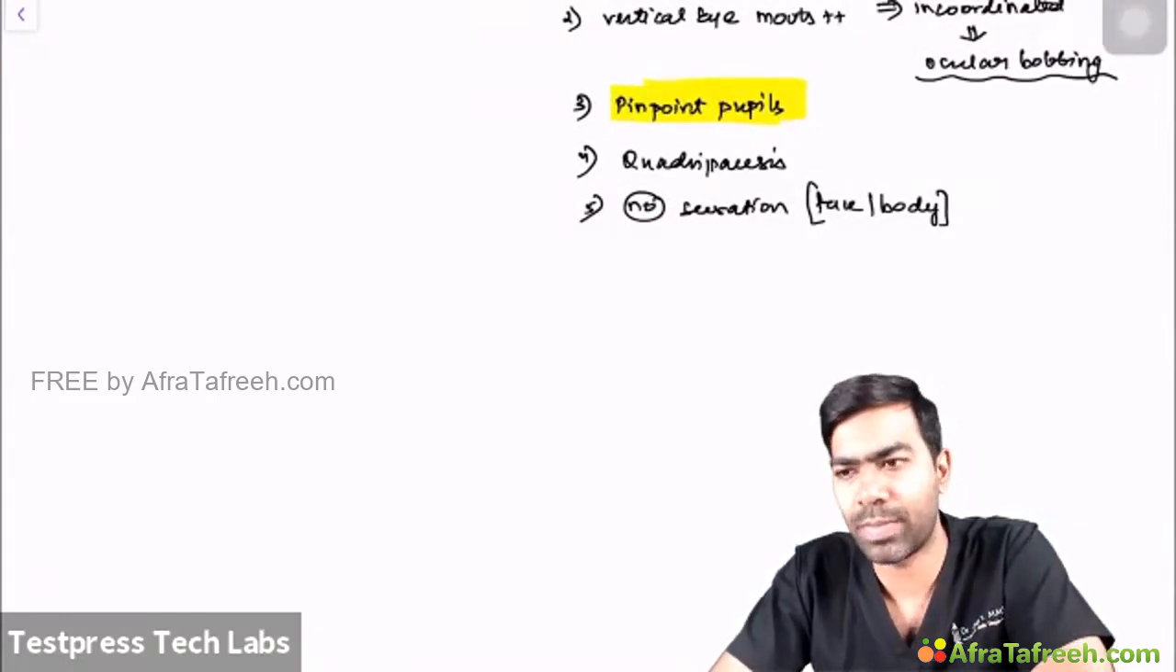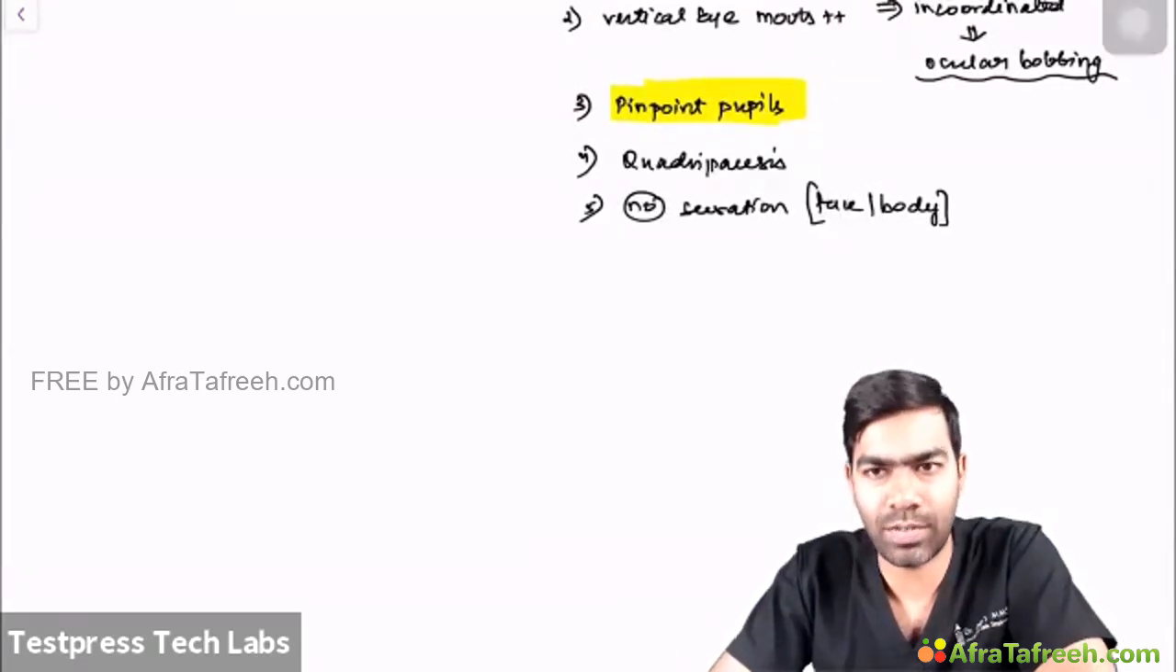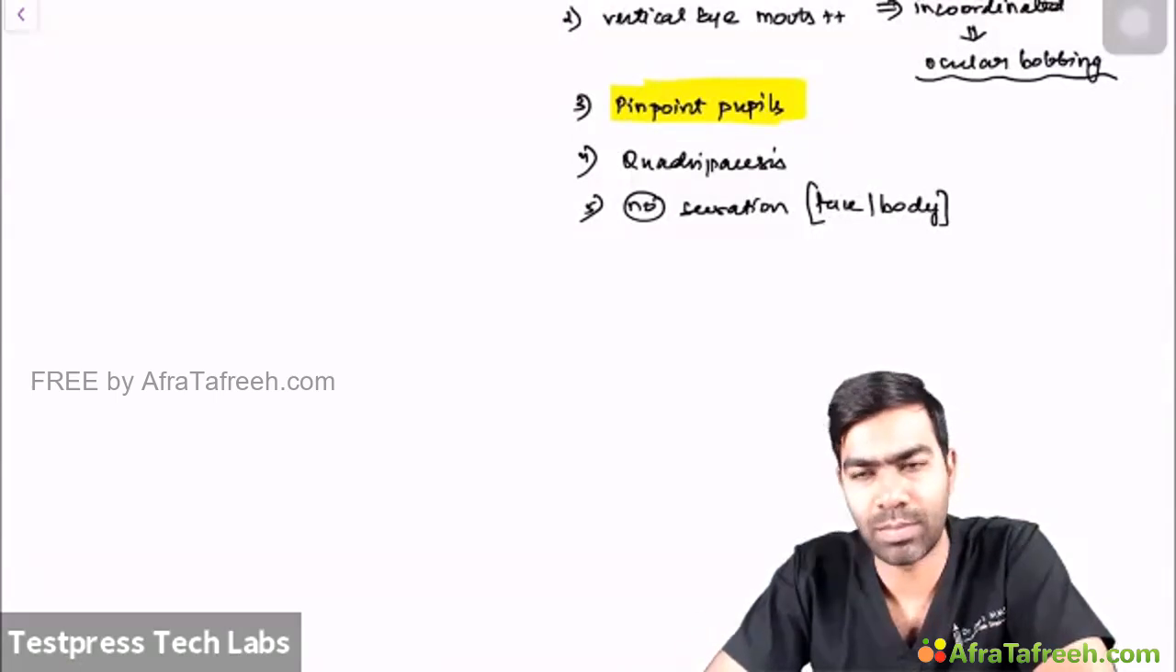At the same time, your spinothalamic tract that is ascending and the spinal nucleus of the trigeminal nerve that is ascending to the cortex, both are damaged completely. So the patient will not feel anything.